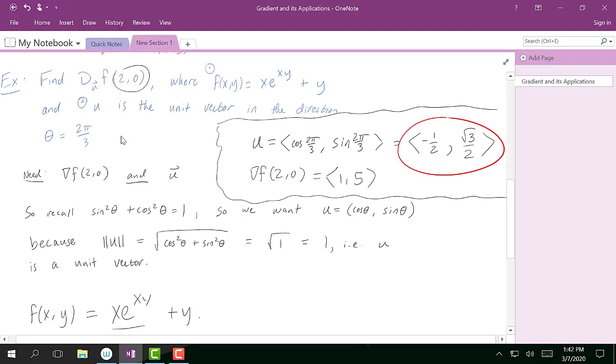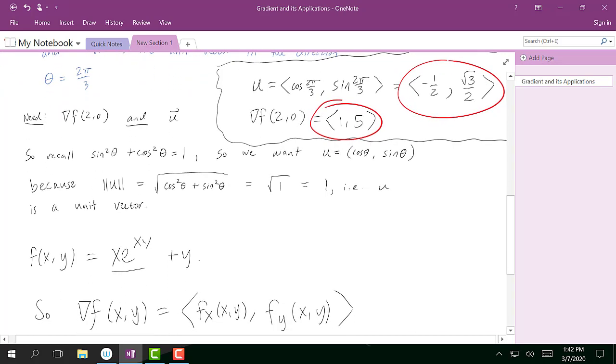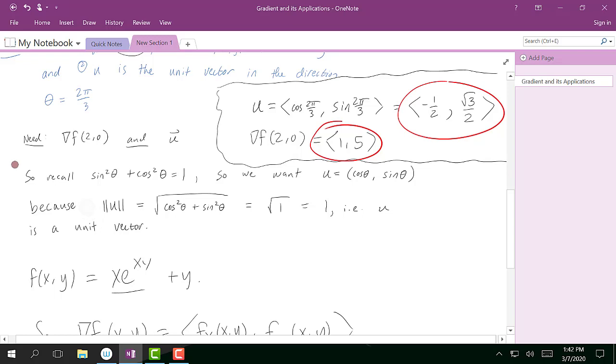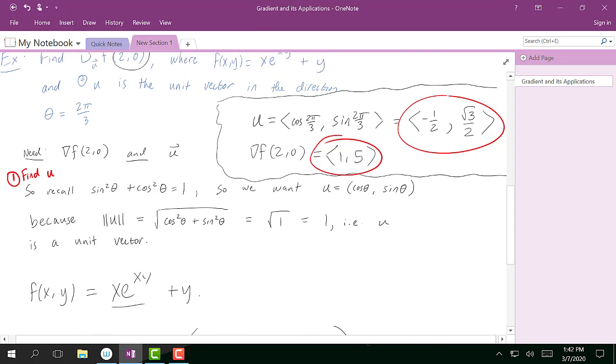Okay, so this is a lot to look at. Again, let's talk about what we just did. First thing we did was we found the unit vector that we wanted. Sometimes you're not going to be given the vector. I mean, sometimes you will be given the vector, you don't have to do any work. Sometimes you define it like we did here. So we found u, and then we put it in here.